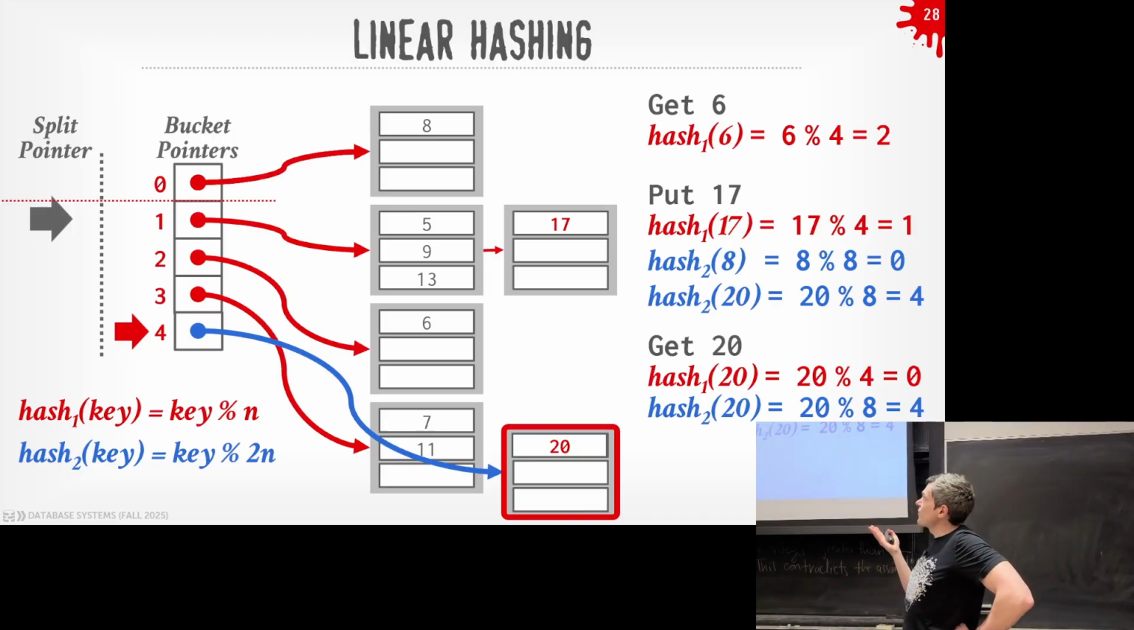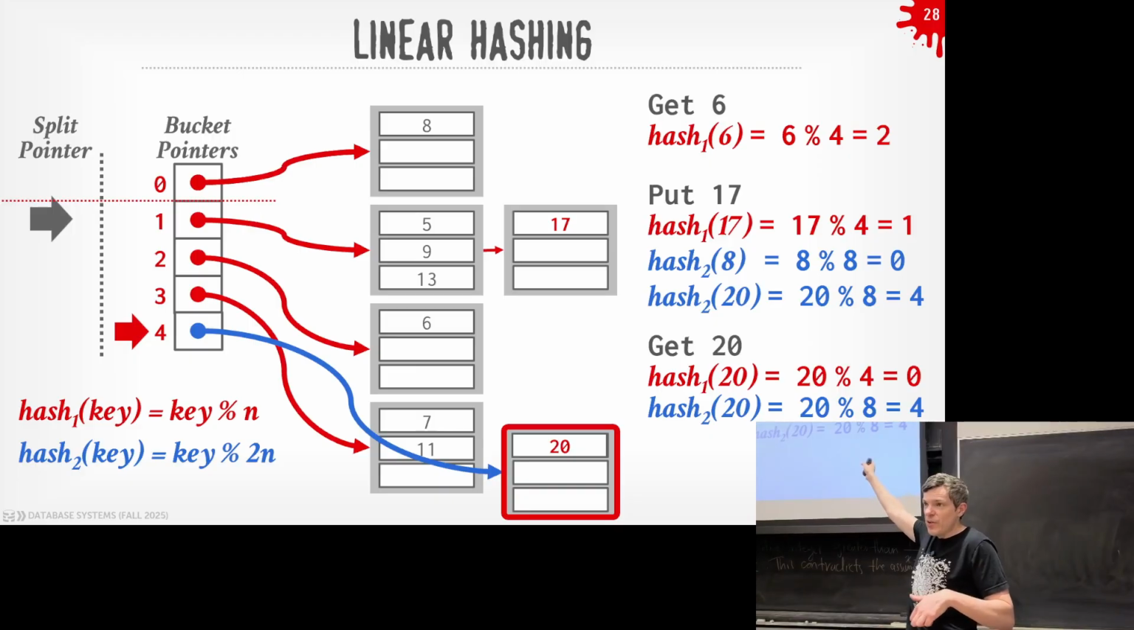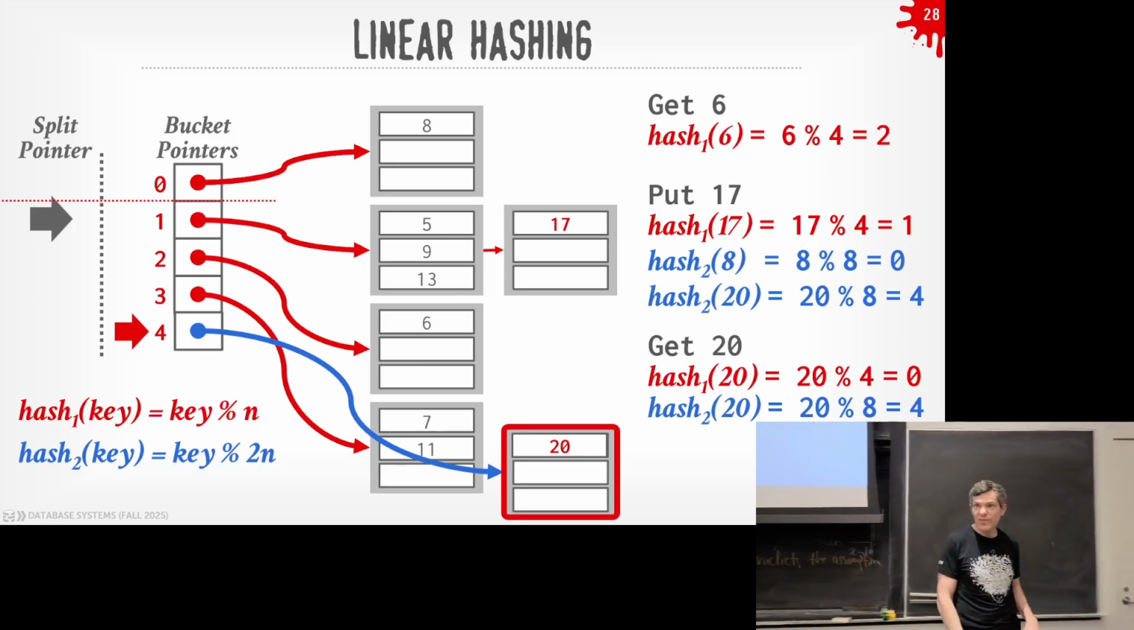So yeah, this sounds crazy. Why would you do this? The idea is that eventually, if I overflow again, then I'll split the one that I built the chain on. So eventually it all evens out, and you can end up with a balanced data structure.